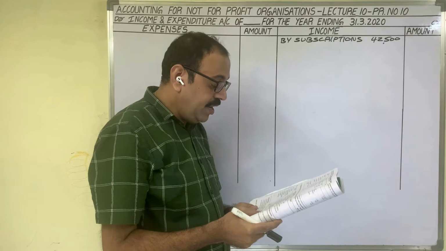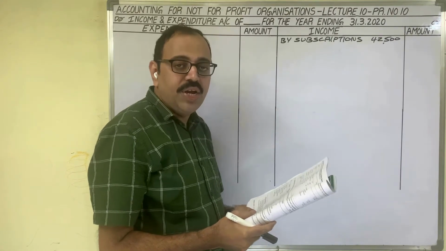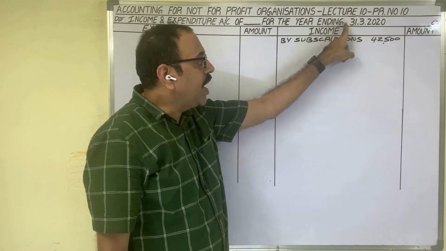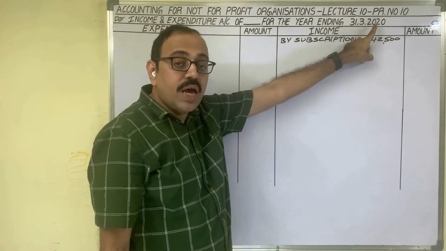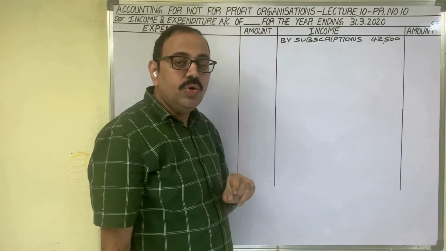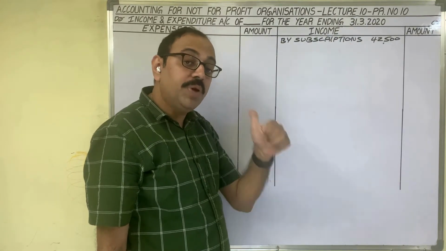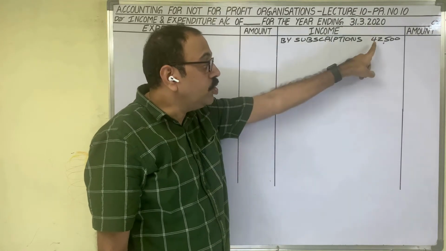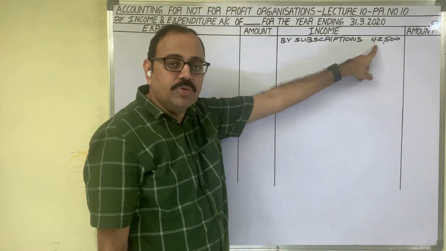Including for 18-19 year 1500 rupees. We are preparing this account for the period of 19 and 20 now. So current year is 2019-2020. So 2018-19 means previous year. So previous year subscription amount is also included in this subscription amount.